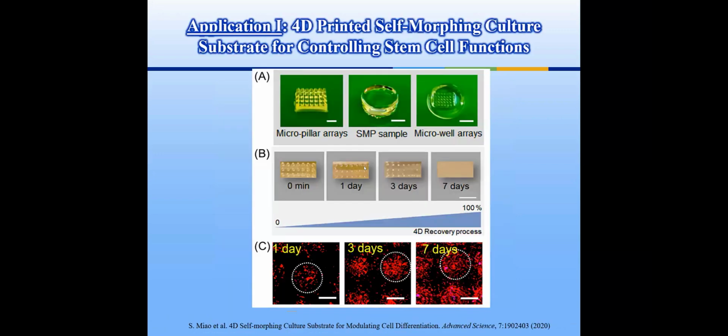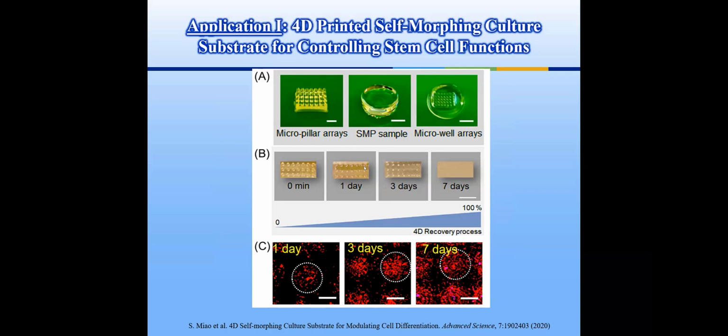For example, the first application we used is printing a smart self-morphing culture substrate, which can be used to control neural stem cell differentiation, because neural stem cells are very unique. Initially, they prefer to aggregate into a neural sphere, but later they want some aligned pattern to guide the neurite extension and the connection.